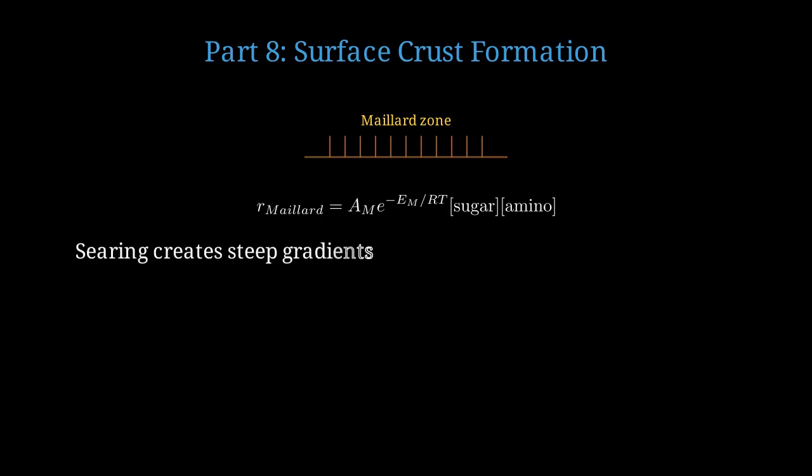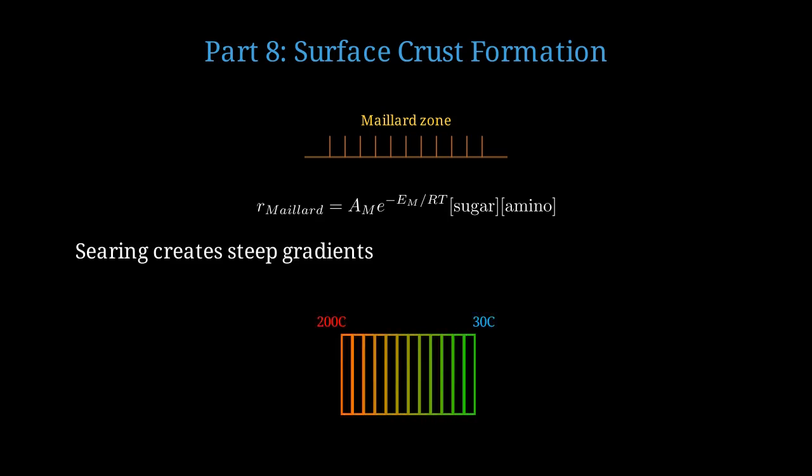High heat searing creates a steep temperature gradient. Surface hits 200 Celsius, while interior stays at 30 Celsius. This gradient is almost 2,000 Kelvin per centimeter, driving massive heat flux inward while developing surface crust.